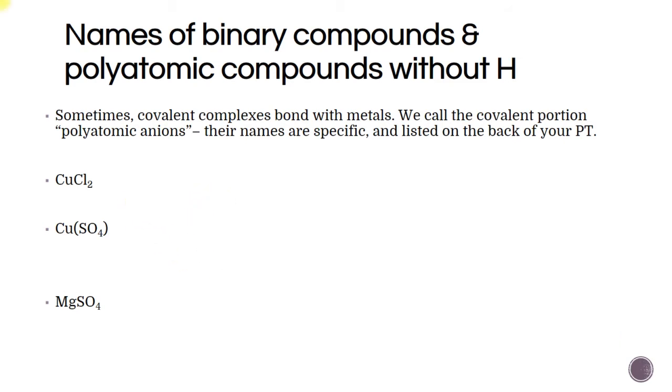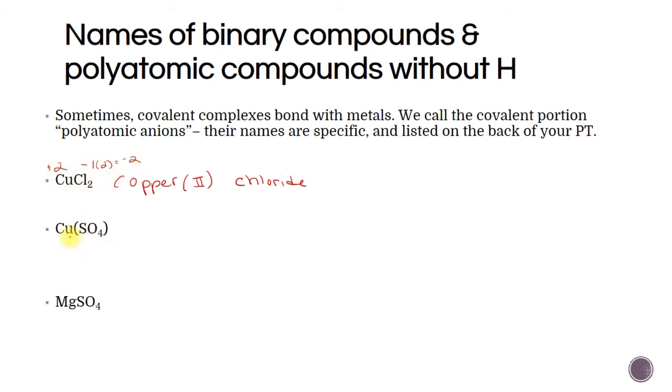All right, so this compound would be called copper 2 chloride because it's chlorine, and chlorine is a -1. And I have 2 of those, so that means I have a total negative charge of -2. So I got to have a +2 to compensate for that.